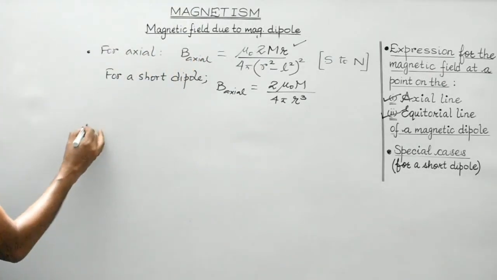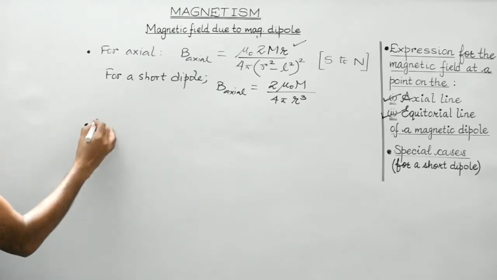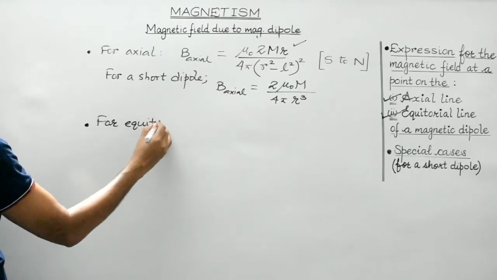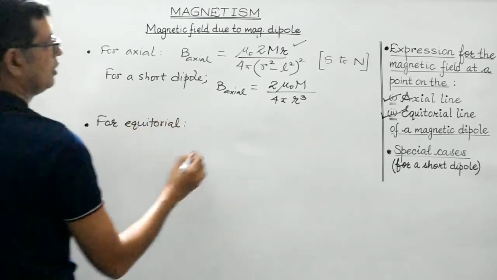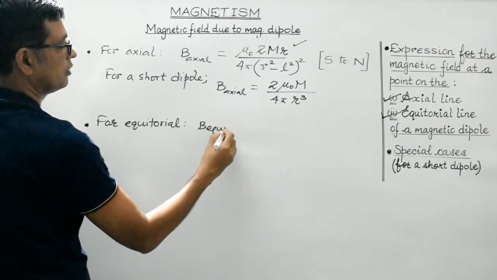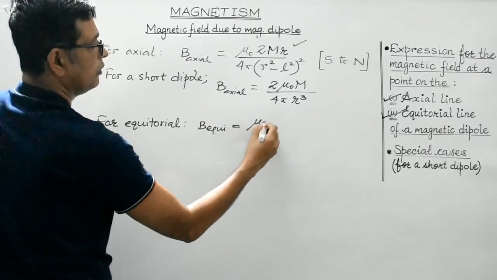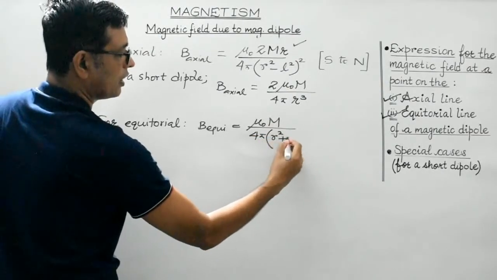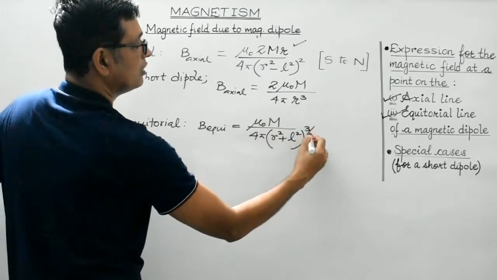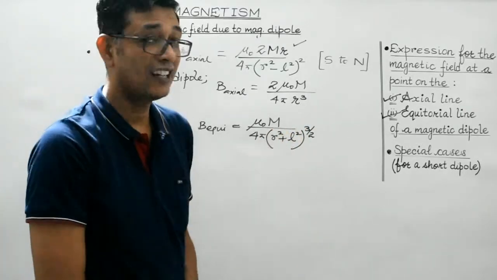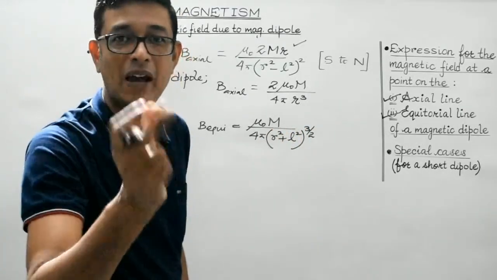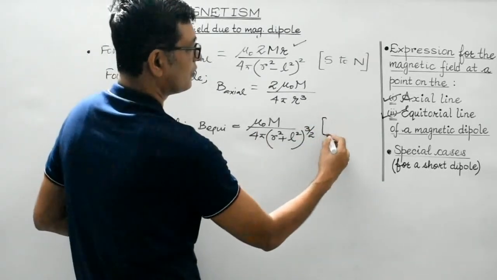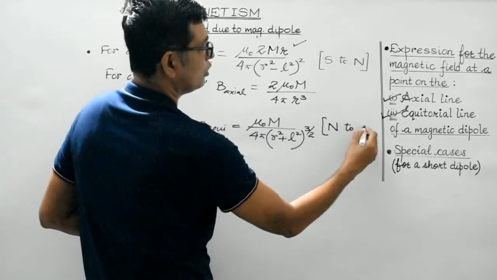Okay. Second, for equatorial, B equatorial, just now we have discussed, is mu naught M divided by 4 pi (r square plus L square) to the power 3 by 2, isn't it? And its direction is opposite to that of the magnetic moment, opposite to that of magnetic length. That is, it is directed from north to south.